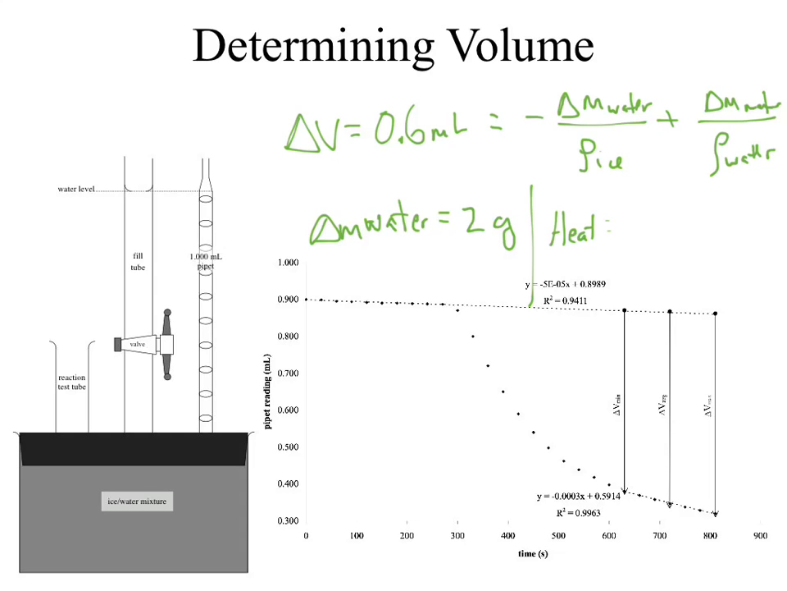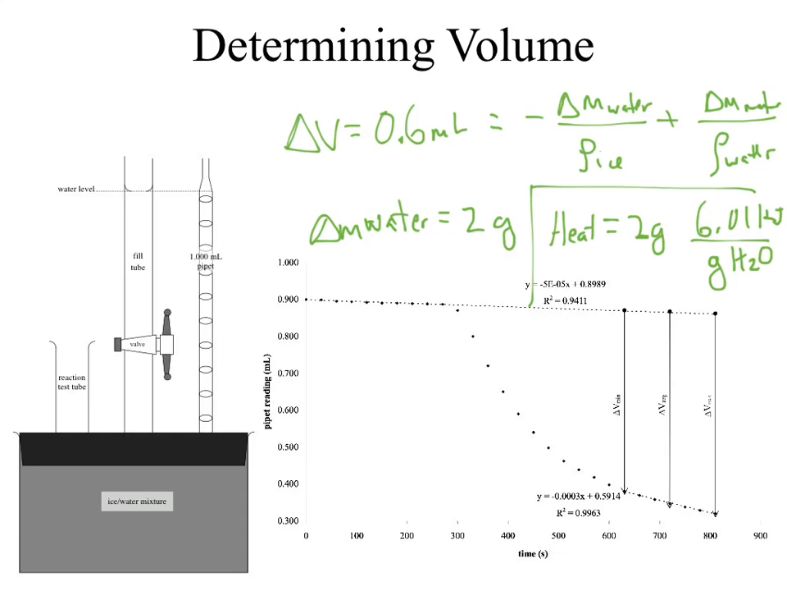The heat will be our change in mass, which is our 2 grams, times our enthalpy change, okay, our enthalpy of fusion. If we're going to use grams, we want the enthalpy change in units of grams. I believe it is 6.01 kilojoules per gram of water. This gives us the heat absorbed by the ice.